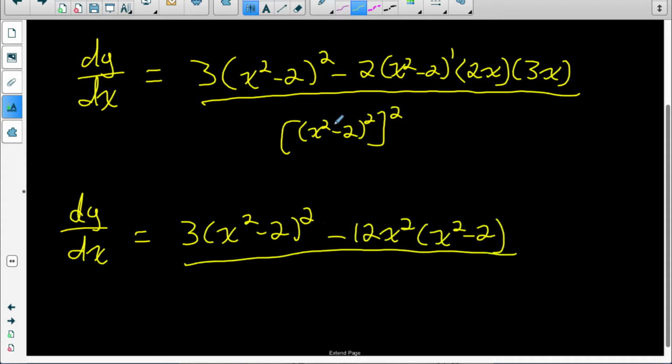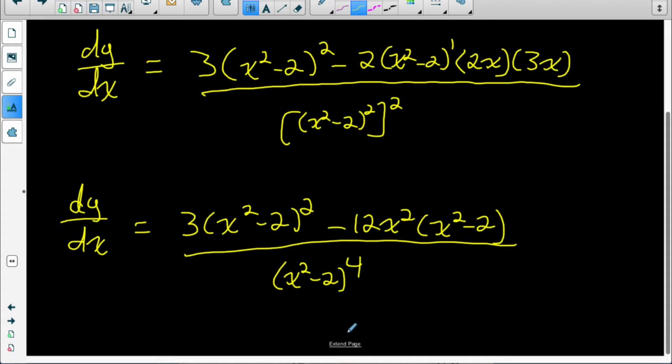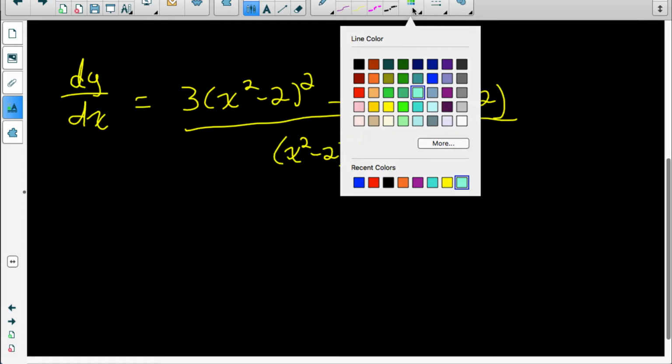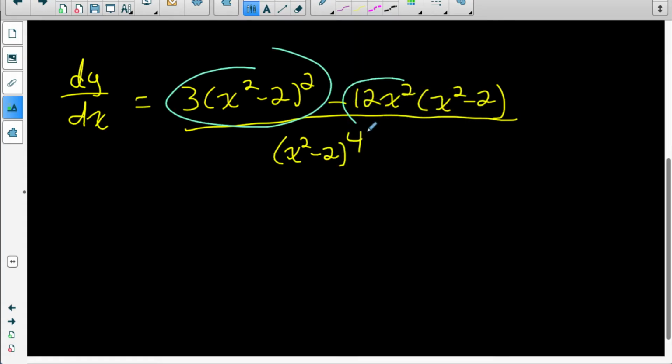And in the denominator, I have (x squared minus 2) squared, all squared, so with the power of a power, I multiply those exponents together, so it becomes (x squared minus 2) to the 4. Now in the numerator, notice that I have two terms. I've got a term here and a term here. Notice what's the same with those two terms.